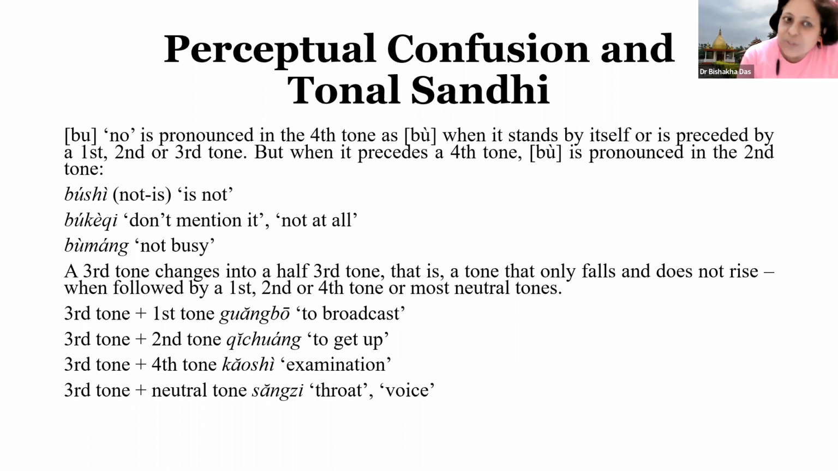Now there are other tones on this also, like a third tone changes into a half third tone. That is a tone that only falls and does not rise. So it's a falling tone. Not an abrupt falling, but it's a falling tone when followed by a first, second, or fourth tone or most neutral tones. So third tone changes into a half third tone when followed by a neutral tone or a second tone, that is a high rising pitch, and a falling tone. So two third tones are not possible. So you see here the first example, third tone plus first tone.